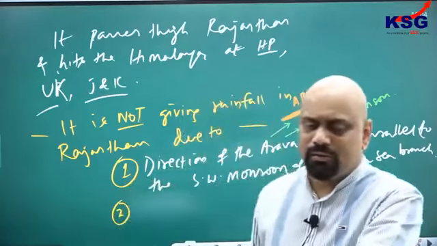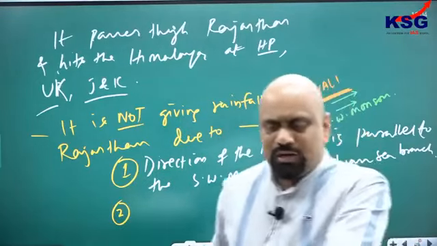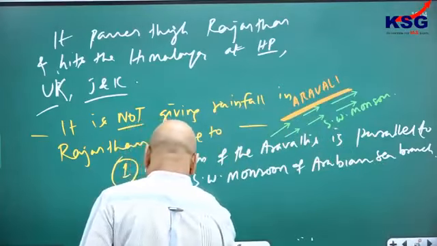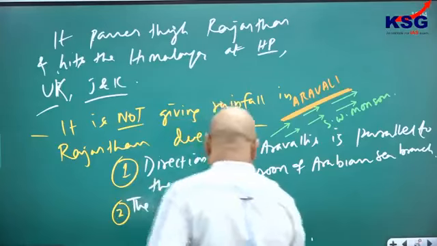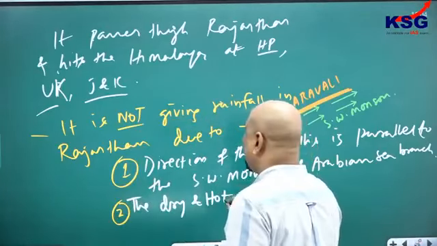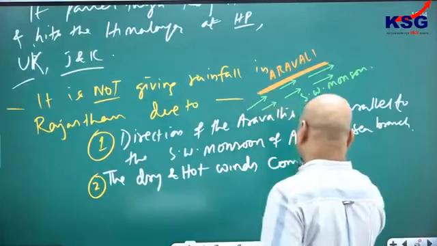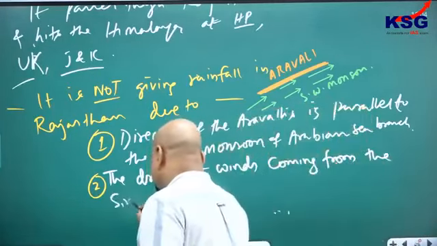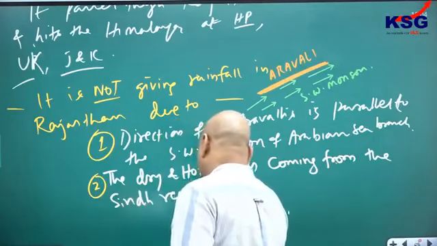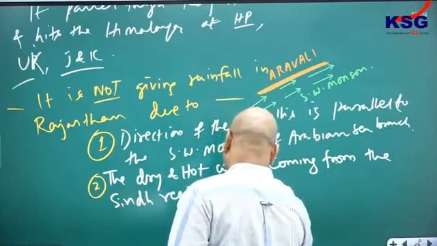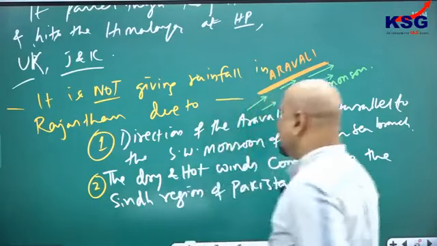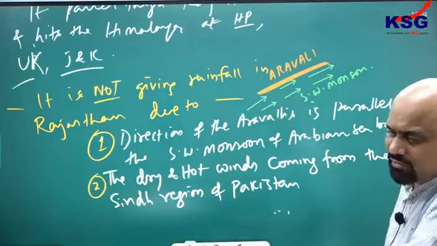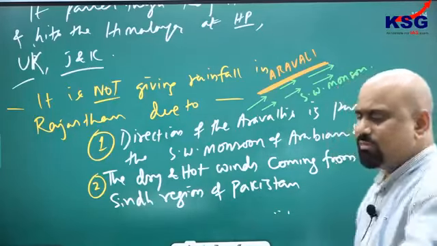Second important point, the dry and hot wind coming from the Sindh regions of Pakistan. The dry and hot winds coming from the Sindh region of Pakistan lessen the relative humidity of this monsoon.